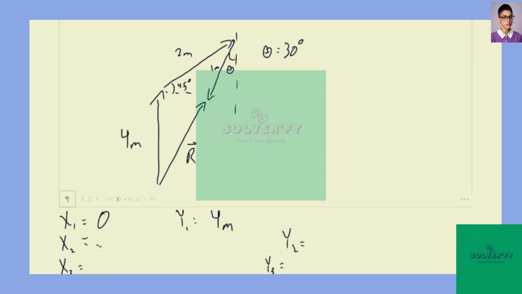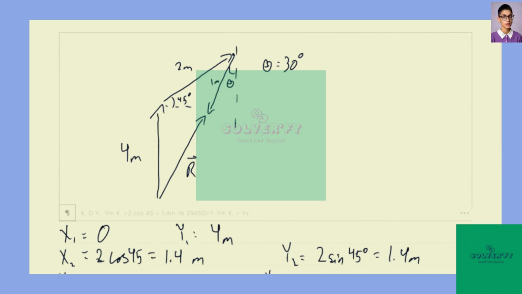The next vector has 2 times the cosine of 45 degrees in the x direction, which is equal to 1.4 meters. And it has 2 times the sine of 45 degrees in the y direction, which is also equal to 1.4 meters.